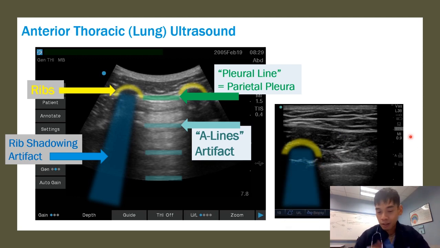Now hopefully you're picking this up as we see a rib and then the shadowing underneath. And see if you can see the pleural line before I jump to it. And that's the pleural line.